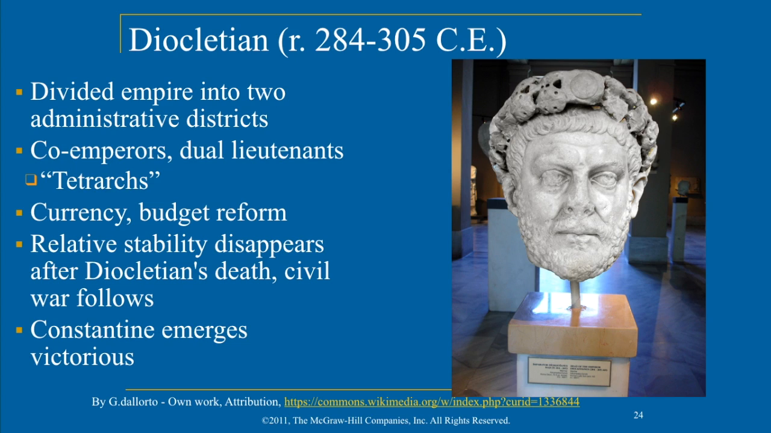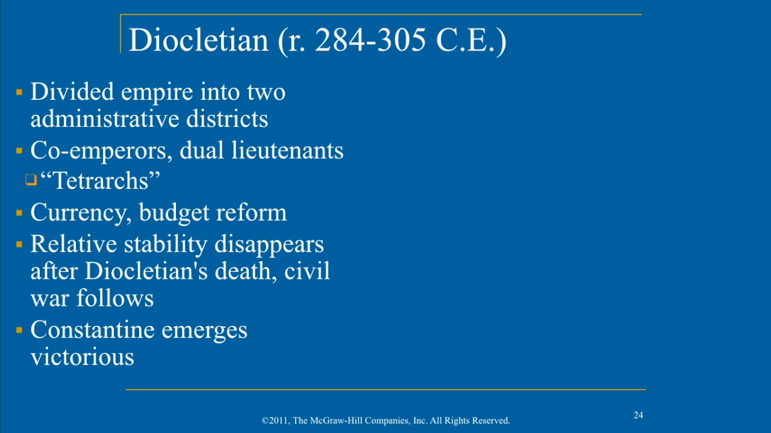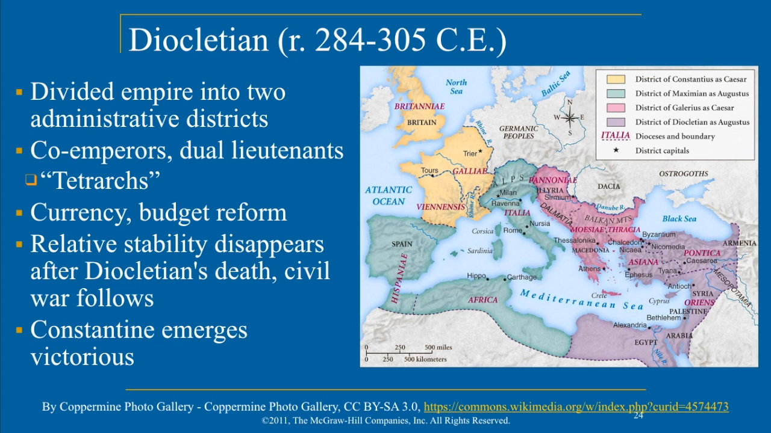He also instituted currency and budget reform to stabilize the economy. He also made it so that Rome wasn't spending tons of money anymore to provide for its far-flung empire, and it had relative stability that disappears after Diocletian's death and the civil war that follows. And we get a guy known as Constantine, one of my favorite people in world history. He emerges victorious. So there's our districts as seen by this time during world history.